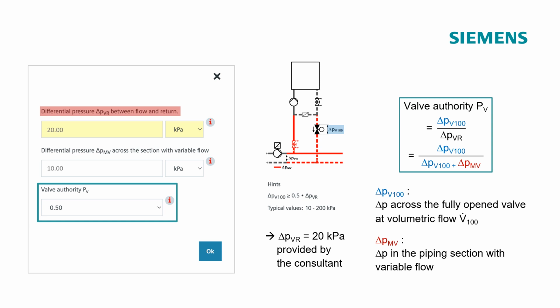In the shown plant graphic of the previously selected injection circuit with 2-port valve, the variable flow section is highlighted accordingly. It is the piping section in which the water flow changes when the control valve changes its position. A valve authority PV of 0.5 means the pressure drop across the valve, delta PV 100, is half of delta PVR, or in other terms, it is equal to the pressure drop in the variable flow section delta PMV. For the example, this means that a pressure drop across the valve of 10 kPa is aimed for.